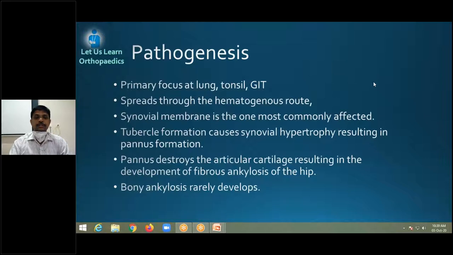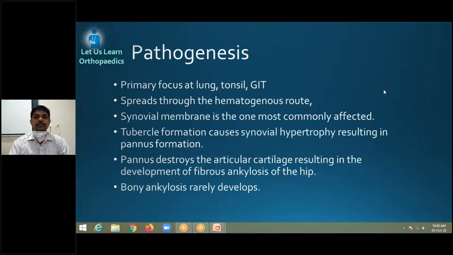It takes months to years, so the destruction of the cartilage in tuberculous hip will be patchy. That means there will be intermittent normal cartilage and destroyed cartilage on both the articulating surfaces of the femoral head and the acetabulum. So a patchy destruction of this cartilage will result in fibrous ankylosis rather than bony ankylosis, because some of the cartilage is intact, some of the cartilage is destroyed. It's a chronic, slow, insidious process. So fibrous ankylosis is common in tuberculosis of hip rather than bony ankylosis.